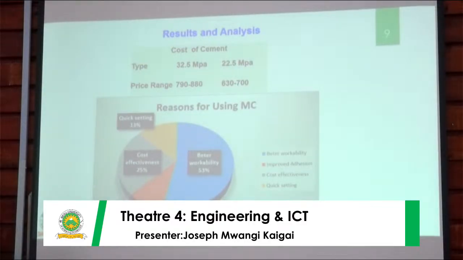We also looked at the cost of cement in the market, and you realize that the 32.5 megapascals is ranging between 790 to 880, while 22.5 megapascals masonry cement ranges between 630 to 700 Kenya shillings. That shows that though it should be lower, people still don't know that it is cheap in the market, but we realize that it is highly priced when we consider the cost of the raw materials used to manufacture it.